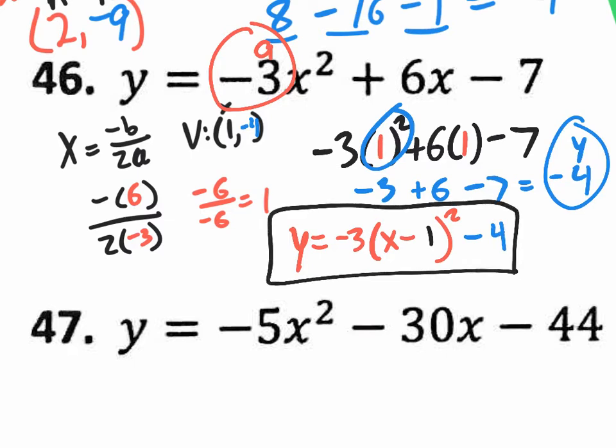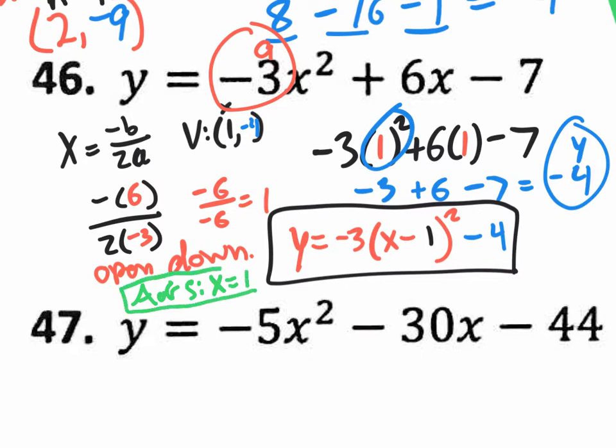Does this parabola open up or down? Down. Opens down. You could have found that out even just by looking at the original. It's negative, it opens down. What else? They're asking for the axis of symmetry equation. What's the axis of symmetry equation? X equals the x value of your vertex, which happens to be a positive 1. So the axis of symmetry is x equals 1. We know it opens down. What else do they ask for? The vertex itself. The vertex is positive 1, negative 4.